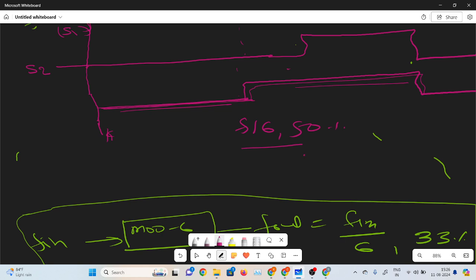So here the total is 3 by 6 into 100%. 3 divided by 6 is 1 by 2. This is the 50% duty cycle with the f by 6 circuit.